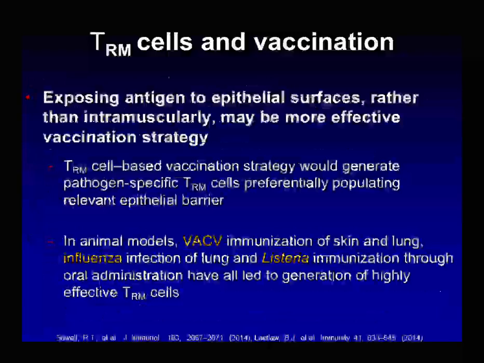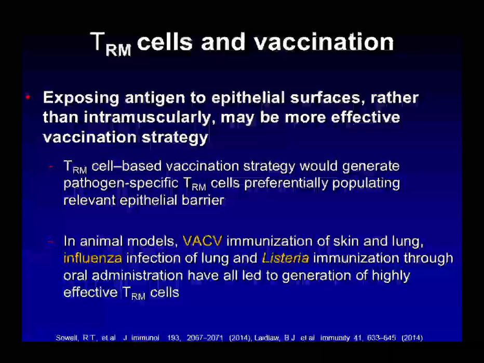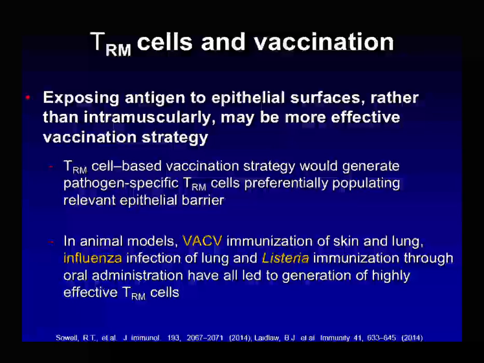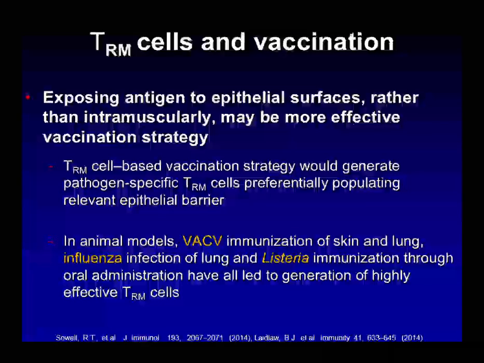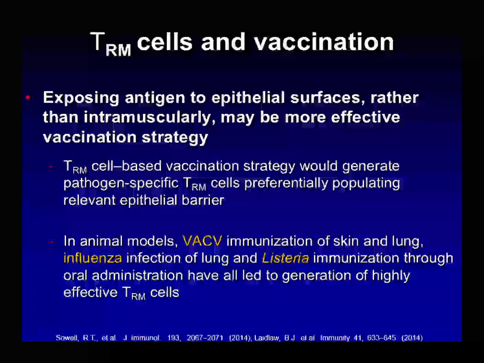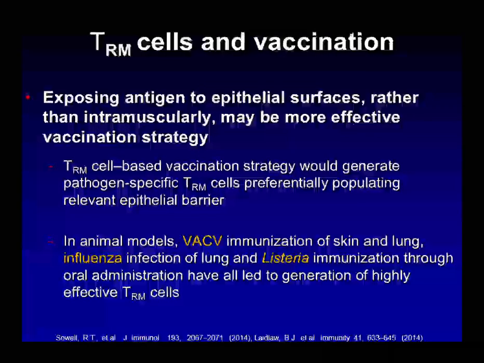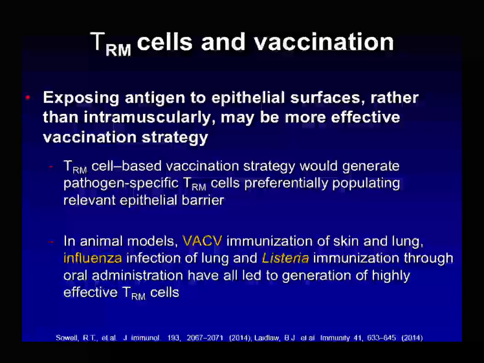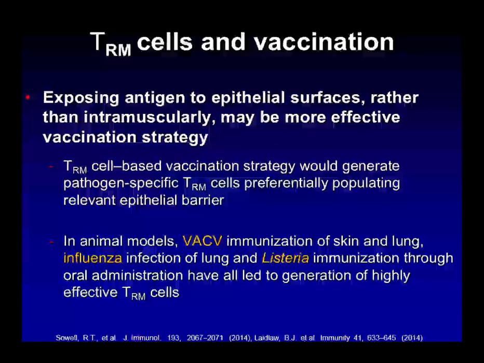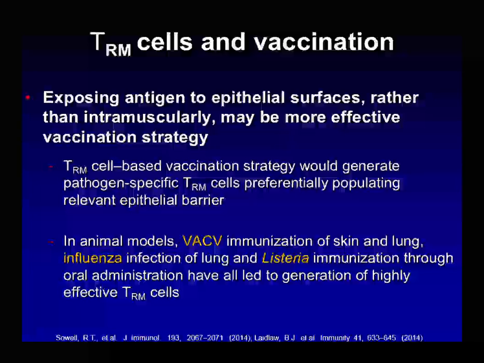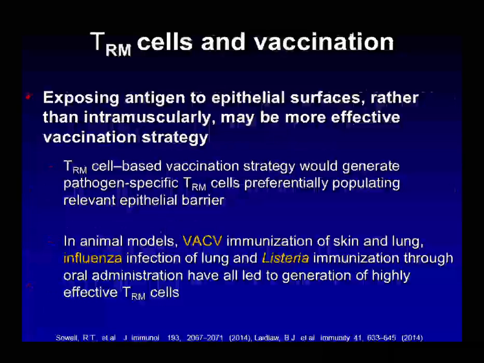And so it may be that exposing an antigen to an epithelial surface for vaccination, as opposed to an intramuscular injection, could be a much more effective vaccination strategy. Because such a strategy, as we've just discussed, would be expected to generate a population of tissue-resident memory cells specific for that antigen at the appropriate epithelial barrier surface that you want to protect. And there are some animal models, and studies in these animal models, suggesting that this in fact can be an excellent strategy for vaccination.